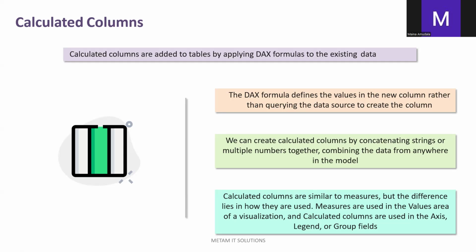Calculated columns are similar to measures, but the difference is in how they are used. Measures are used in the value areas of a visualization, and calculated columns are used in the axis, legends, or group fields. This is the common difference between using calculated columns and measures.